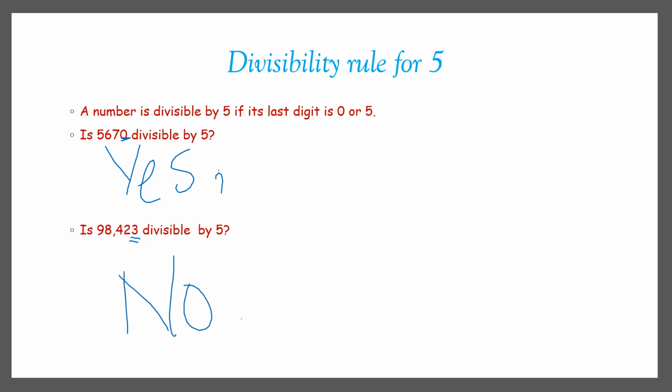To be divisible by 5, the last digit, the digit at the units place, must be 0 or 5. If the last digit is not 0 or 5, then that number cannot be divided by 5 completely.